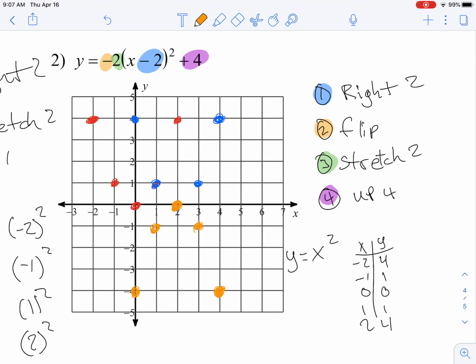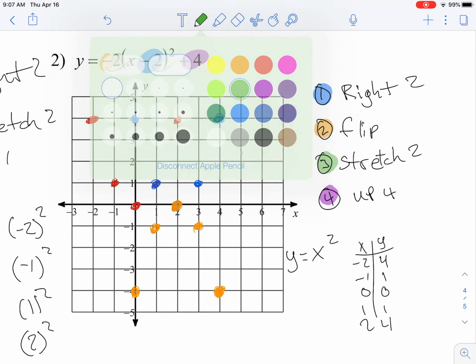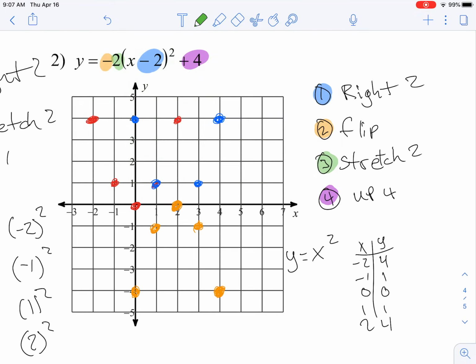Now I'm going to stretch 2. This is going to bring some of my points off of the graph, but that's okay. I'm only using my orange. And I'm going to use green here to stretch 2. So if I'm sitting at -4 right here, I'm going to multiply that by 2 and get -8. So this point is going all the way down to -8. Same with this point, all the way down to -8. I don't have enough room to do that, so those are just off the graph. No worries.